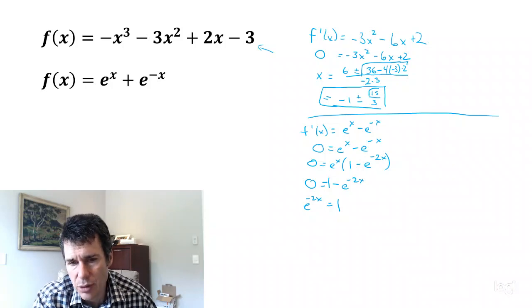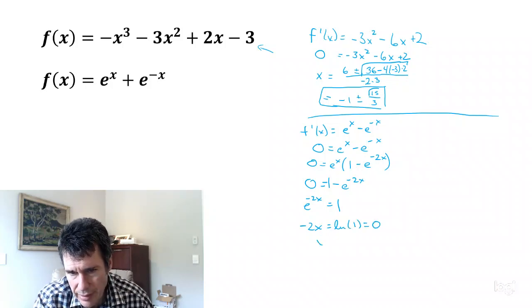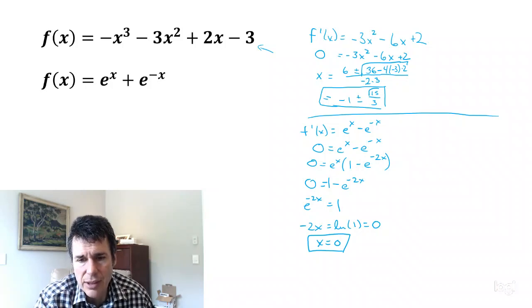And now we take the natural log of both sides, and we get negative 2x equals natural log of 1, which is 0, which means x equals 0. So the critical number for this function, e to the x plus e to the minus x, is x equals 0.